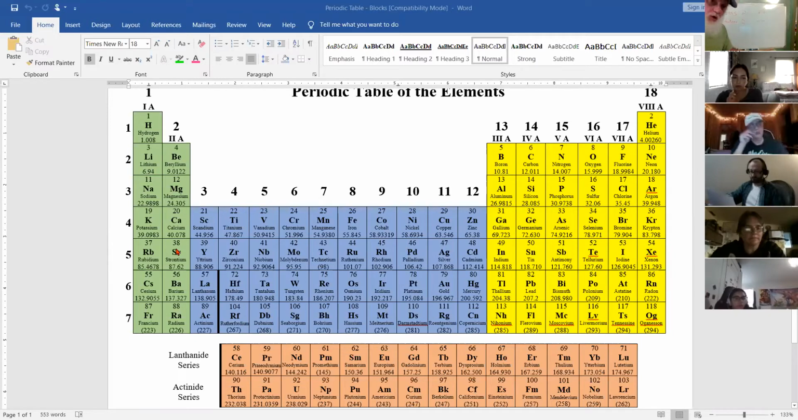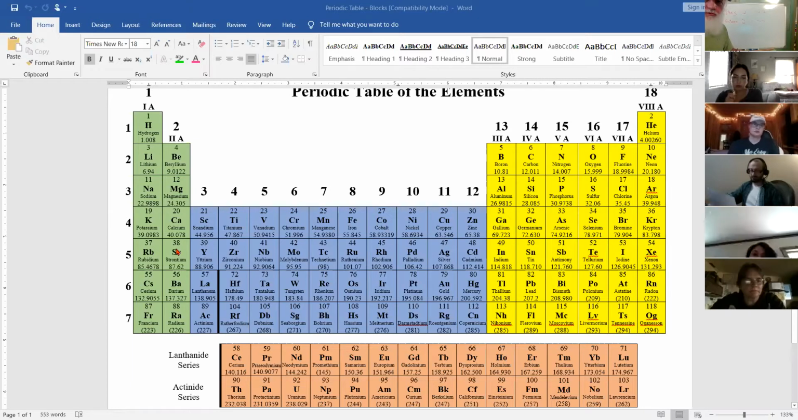How many total electrons does a neutral strontium atom have? 38. Right, it has 38. So of those 38 total electrons that a neutral strontium atom has, how many of them are valence electrons? 3. Look at the Roman numeral group. Oh, sorry, 2. The Roman numeral group number is 2.